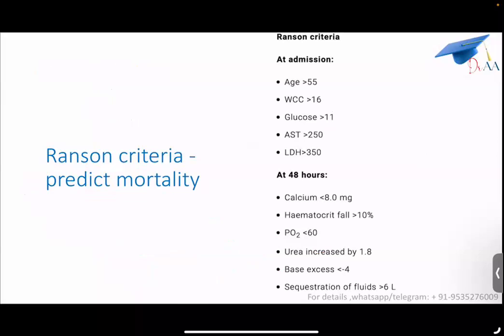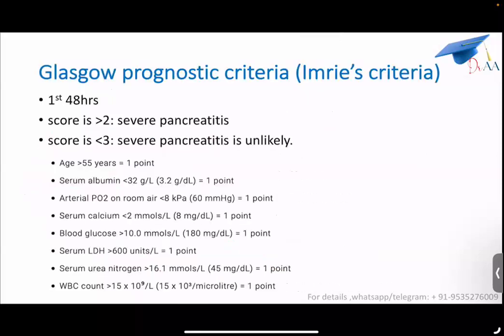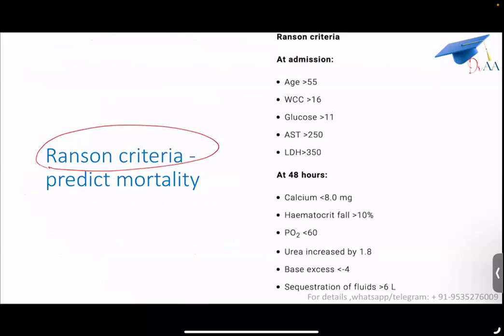There are various scorings which predict the mortality, like Ranson's criteria. Another scoring is the Glasgow prognostic criteria. There are plenty of scorings. If you ask me, is it required to remember? No, because they're quite complicated.